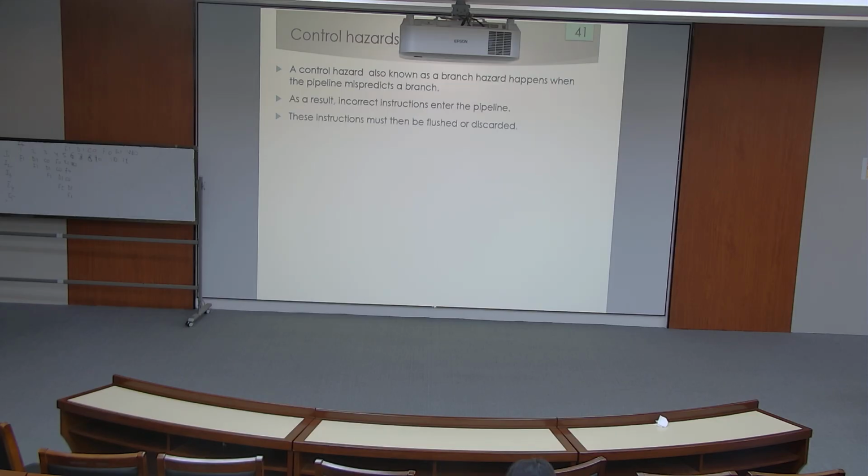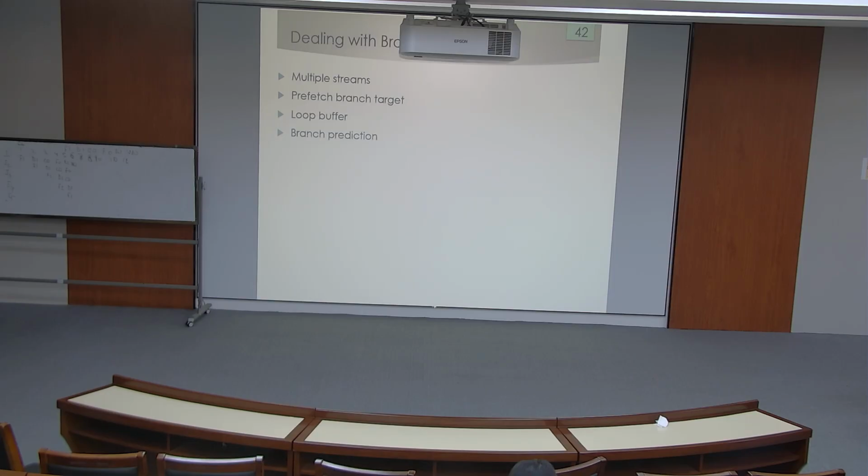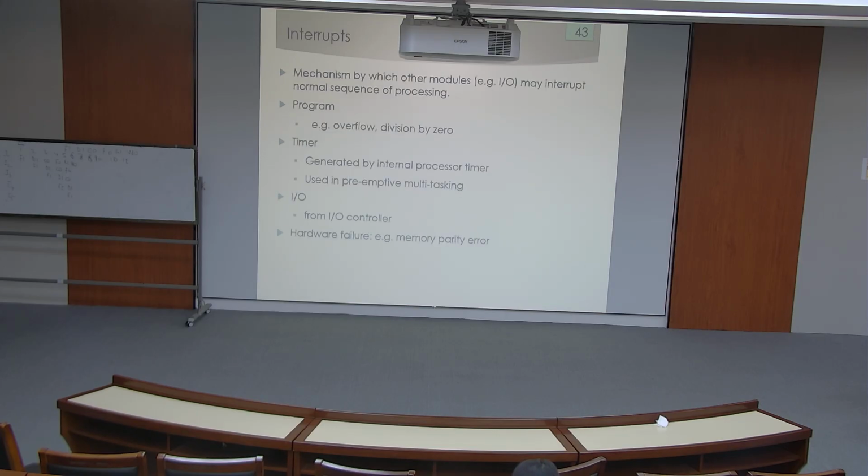Control hazard is also known as a branch hazard, which happens when the pipeline mispredicts a branch. As a result, there is an incorrect instruction which has to enter the pipeline. Now we have to deal with these branches by using the following techniques: having multiple streams, prefetch branch target, loop buffer, or branch prediction. You can see more details in our previous lectures.